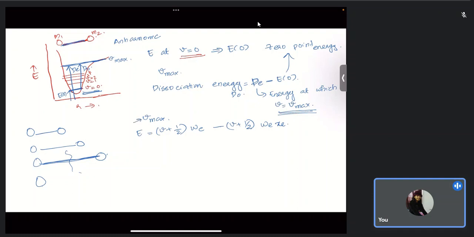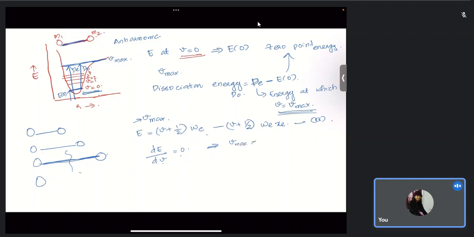Now we have to find what is V max. So we find V max by equating dE by dV equal to 0. So we basically have to differentiate this equation, let me name it as A. We have to differentiate equation A with respect to V and equate it to 0, from which we'll get a value for V. So that is going to be V max.